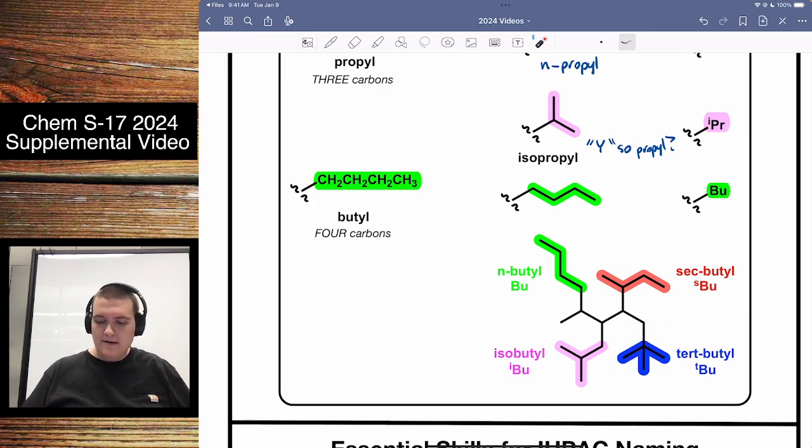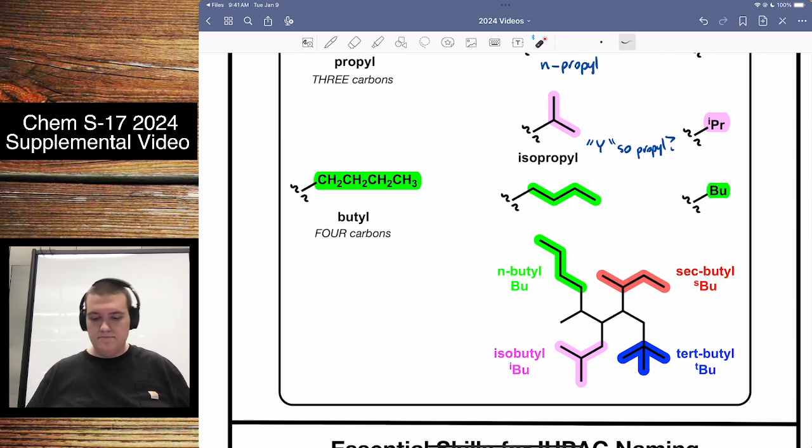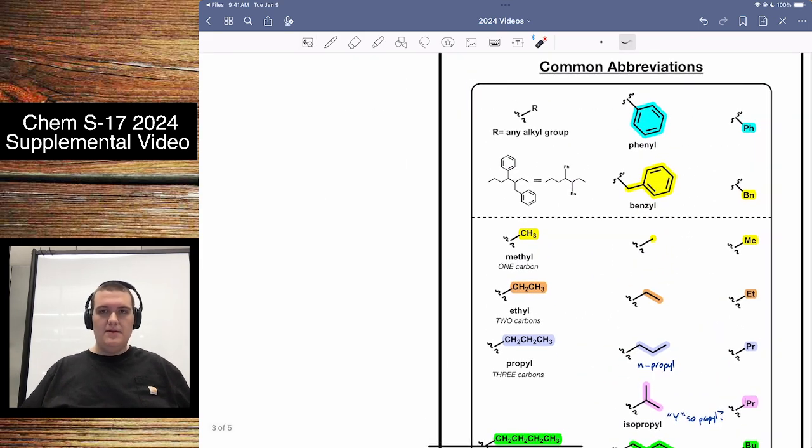Similarly, over here, this carbon that's off, where we have 4 carbons in this little group, we have 2 different branches off of that one that's attached to the main chain. And so it's secondary, or sec-butyl. And that's pretty much it with these common abbreviations.